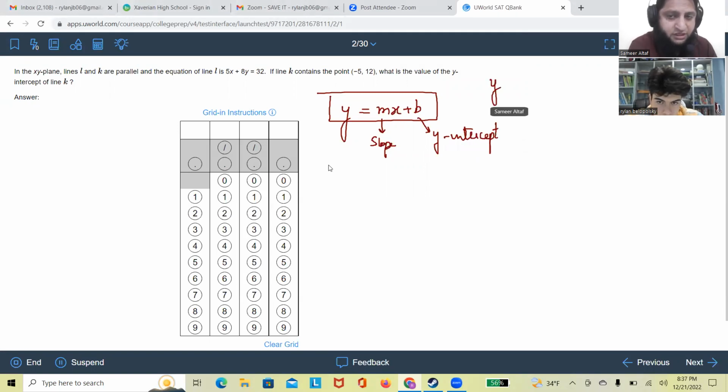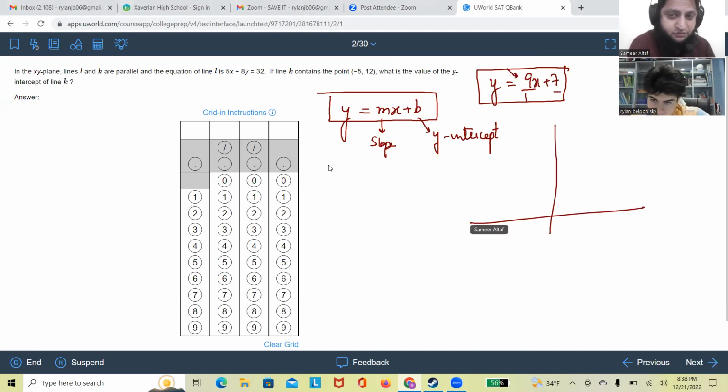For example, y equals 9x plus 7. What is the slope of this line? The 9. Yes, it'll be 9, or you can say 9 over 1. Rise over run is 9 over 1. And what will be the y-intercept of this line? 7. So it'll be very steep, because the slope is very high, 9. So it'll be going very steeper.